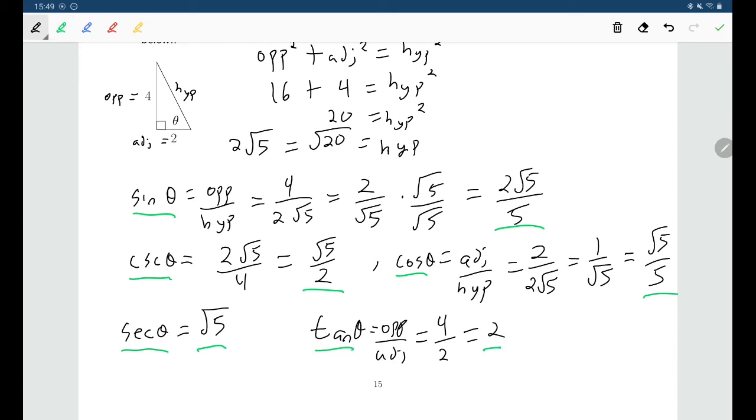And then finally, we've got cotangent of theta. Remember that tangent and cotangent are reciprocals of each other. So if tangent is 2, then cotangent should be a half. And there we go. We've got all 6 of our trigonometric functions written out, and we have the exact values for all 6 of them.